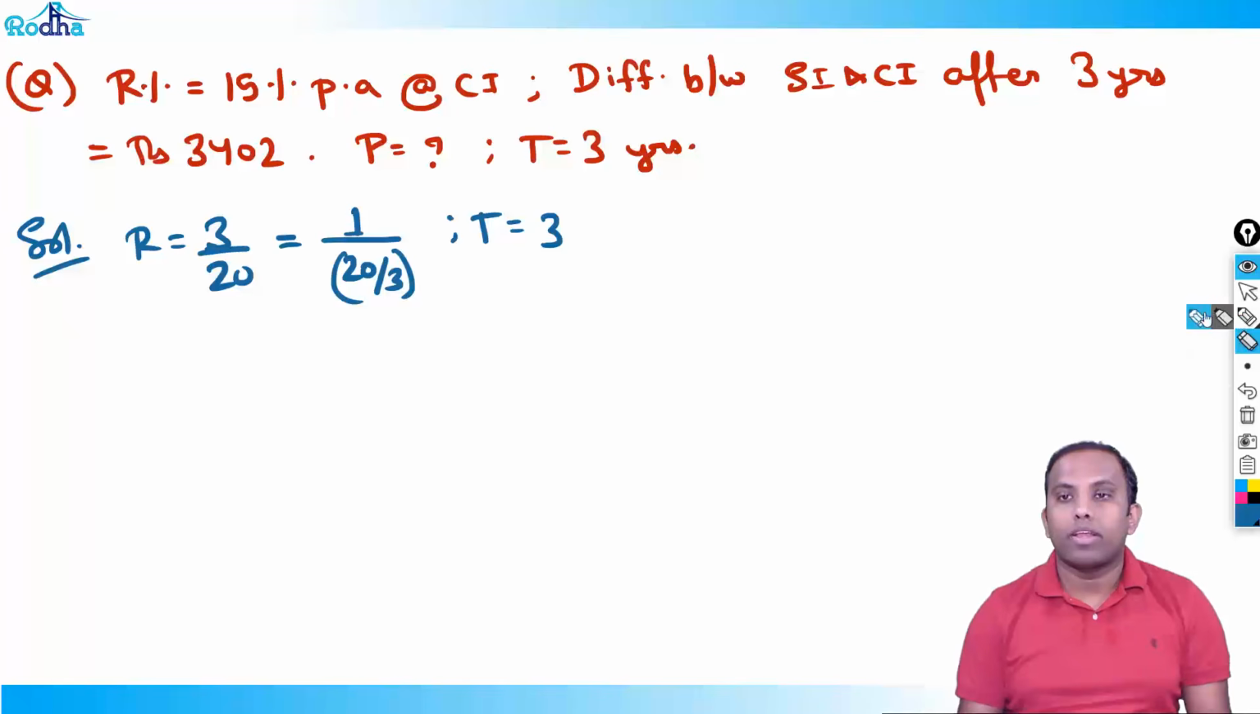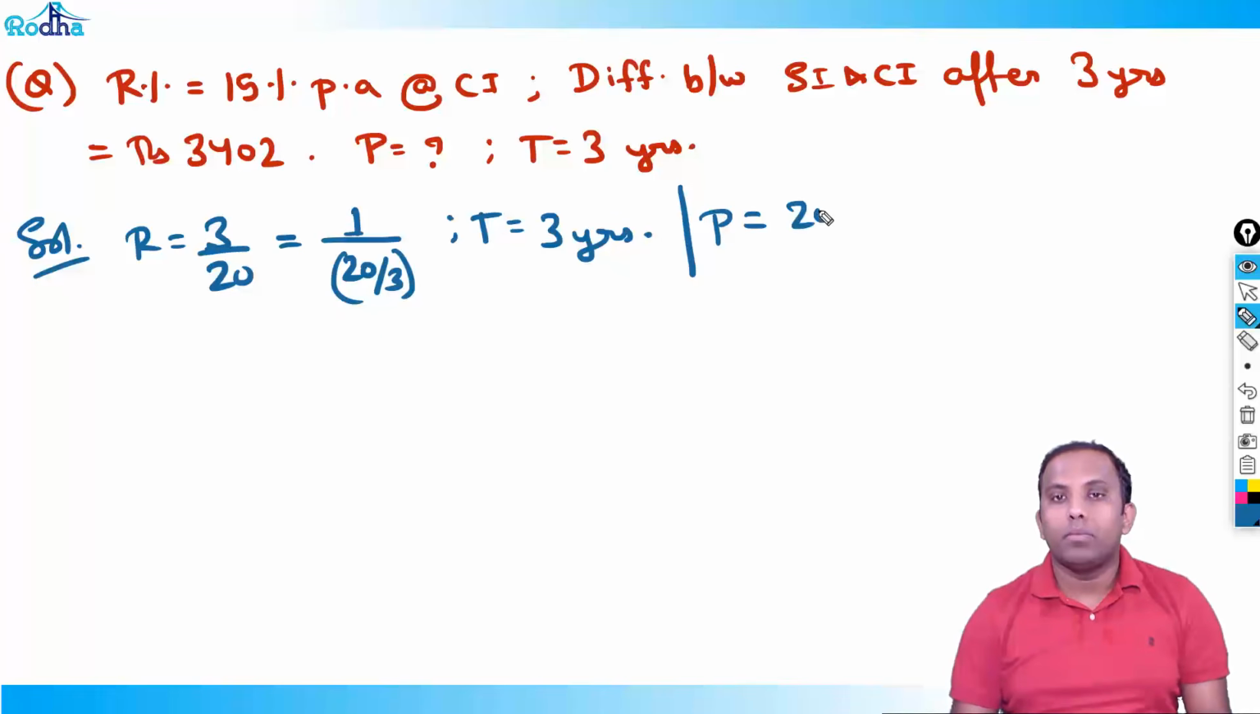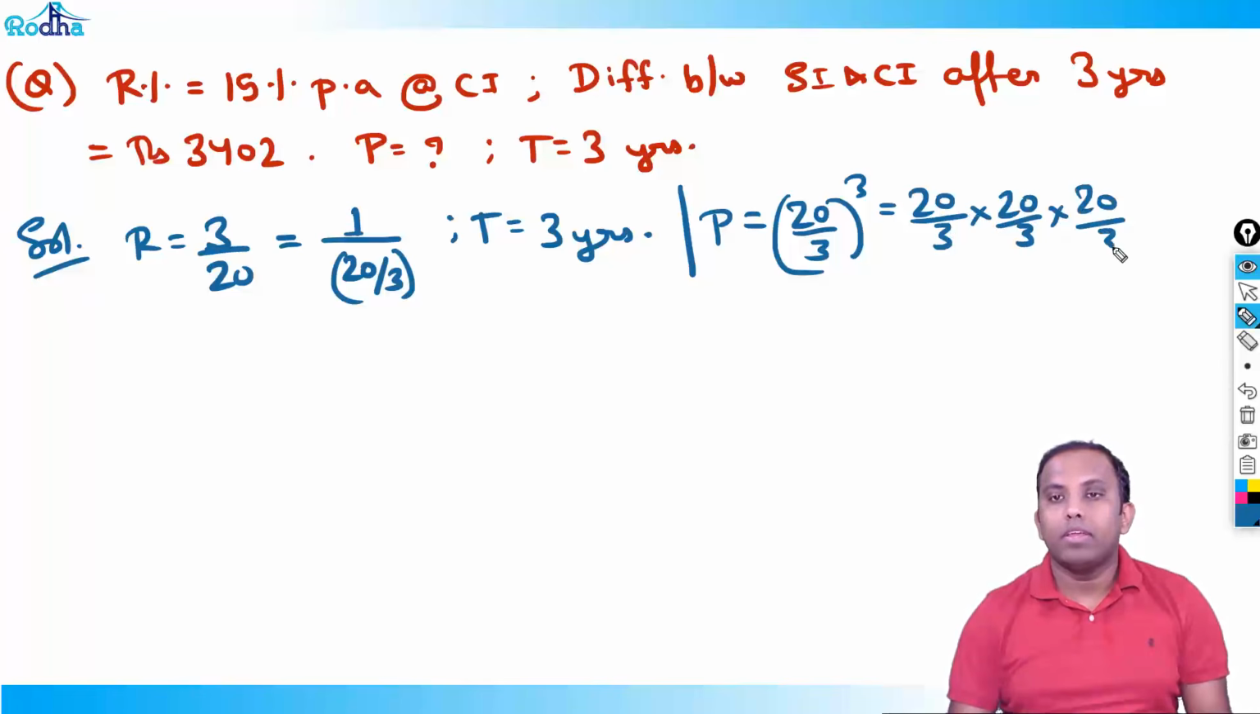Just see how quickly I can solve this question. Time is 3 years. What is the principal? So the principal to be assumed is 1 by a cube, so this whole cube. So 20 by 3 cube. That is 20 by 3 into 20 by 3 into 20 by 3 units, or I should write 8,000 by 9 units. So the principal is 8,000 by 9 units.